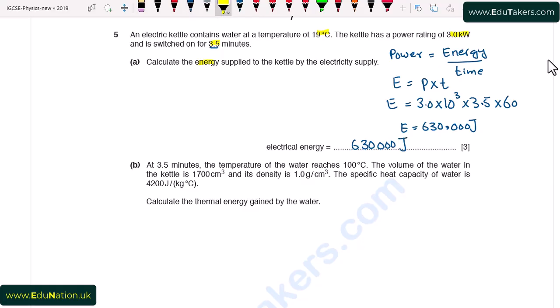Part B. At time T equal to 3.5 minutes, the temperature of the water reaches 100 degrees C. The volume of the water in the kettle is 1700 cubic centimeter and its density is 1.0 gram per centimeter cube. The specific heat capacity of the water is 4200 joule per kg per degree C. Calculate the thermal energy gained by the water.